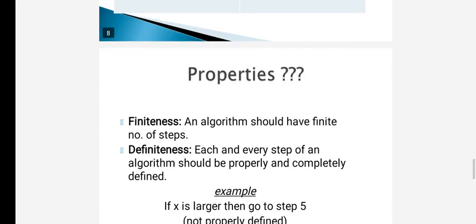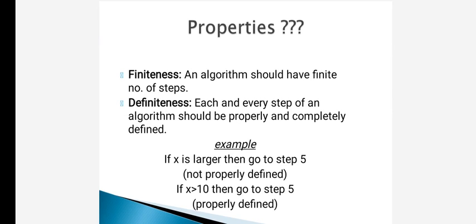Now we will discuss the properties of algorithm. First one is finiteness. An algorithm should have a finite number of steps, meaning the number of steps should be countable. In the second property, definiteness, each and every step of an algorithm should be properly and completely defined. For example, if x is larger, then go to step 5. It is not properly defined because a particular value is not given, like larger than what. If x greater than 10, then go to step 5. In this case, this step is properly defined.